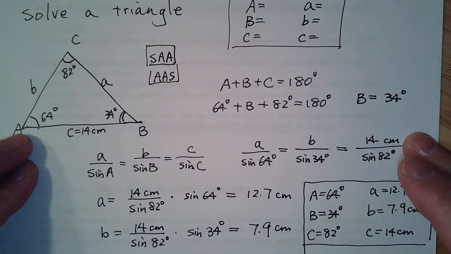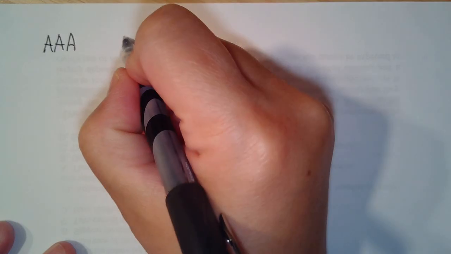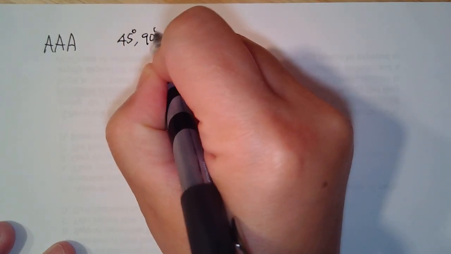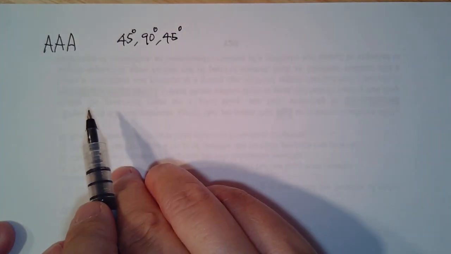All right, now let me ask you a quick question. If I give you angle, angle, angle, let's see, I give you 45 degree, 90 degree, and 45 degree. Do you think that triangle is going to be fixed?